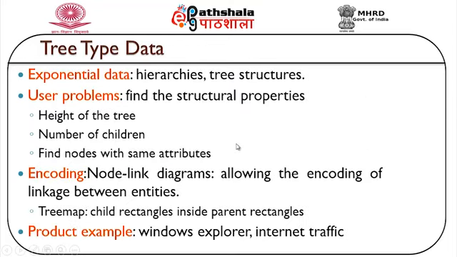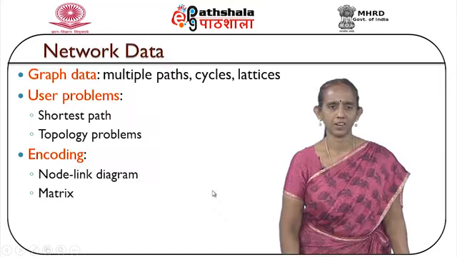Next, we have the tree type data, where we come across exponential data type. Such examples are hierarchies and tree structures. User problems associated with these kinds of tree type data sets are finding the structural properties, finding the height of the tree, finding the number of children, and finding the nodes which have the same attributes. Some of the encoding principles associated with this kind of tree type data are node link diagrams, allowing the encoding of linkage between the entities, and tree maps, where child rectangles are present inside the parent rectangles. Product examples are Windows Explorer and internet traffic.